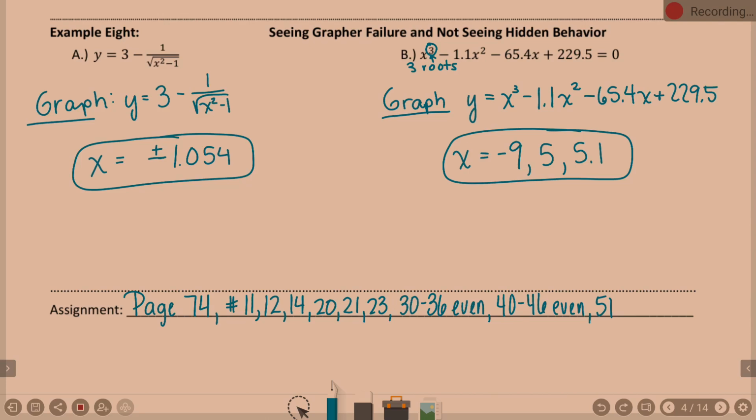Beware. I think 51 is where your hidden behavior pops up. 40s are your graphs. You're supposed to have a bunch of work time today. Get the homework done for tomorrow.